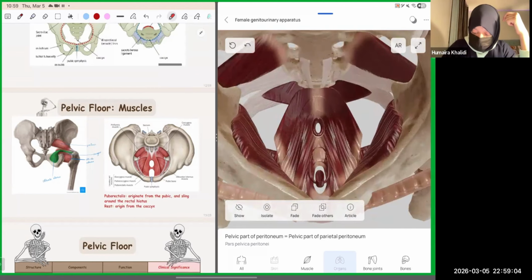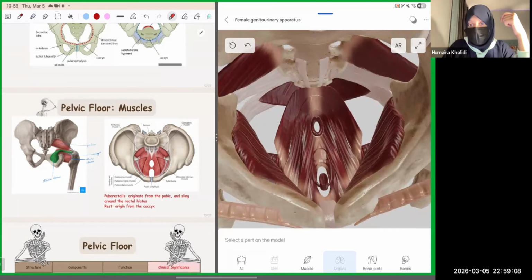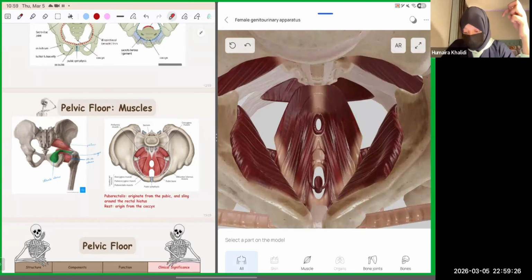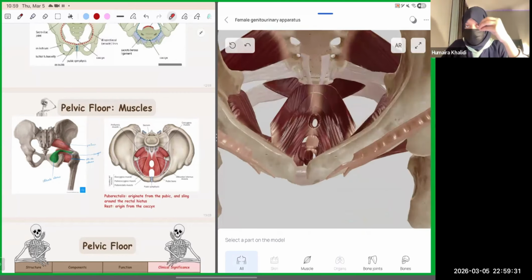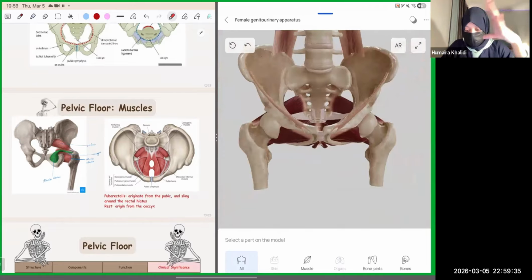Okay, and you're going to see these. What is this hole over here, the one at the back? This hole is called the anal hiatus. Very good. And the one in the front would be your, I think it's called the urinary hiatus, the urethra. Yes, the urethral hiatus. Okay, now all of these collectively are known as the levator ani or the pelvic diaphragm. Okay, now let's start from the beginning.